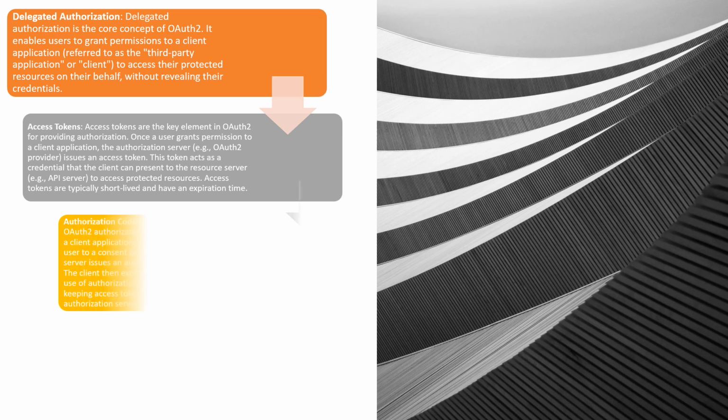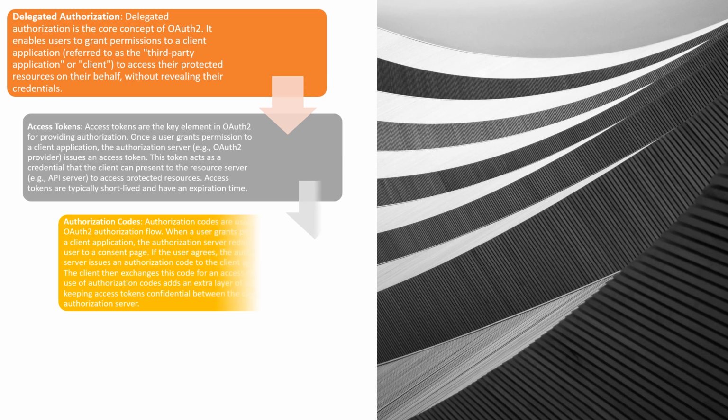Authorization codes. Authorization codes are used in OAuth2 authorization flow. When a user grants permission to a client application, the authorization server redirects the user to consent page. If the user agrees, the authorization server issues an authorization code to the client application. The client then exchanges this code for an access token. The use of authorization code adds an extra layer of security by keeping access token confidential between the client and the authorization server.